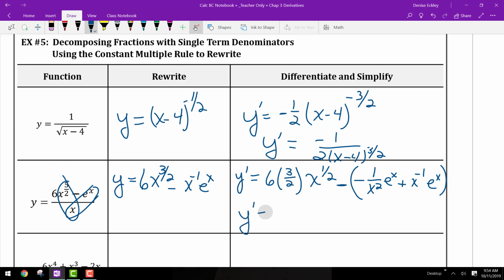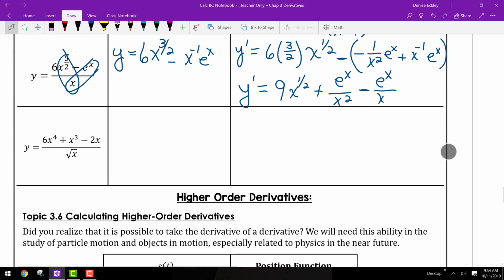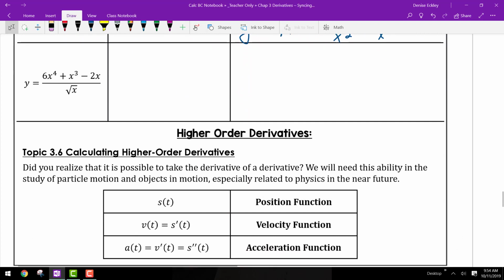And then simplifying everything, I get a final answer of 9x to the 1/2, or you can use the square root, plus e to the x over x squared minus e to the x over x. And also, if you want to factor out the e to the x, you can do that. There are different ways to write the final answer. It just depends on what's being asked for.